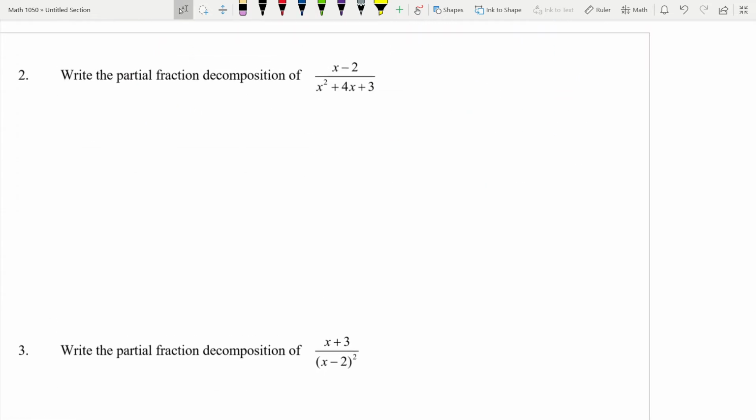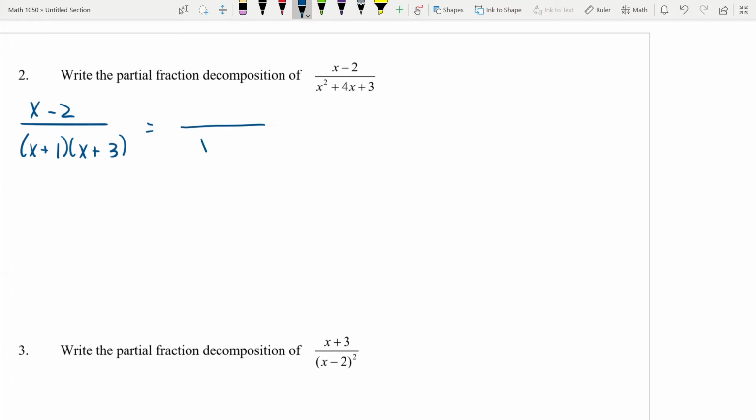Okay, here we go, nice and slowly with question number 2. So the first thing you do is you write it down, and then you factor the denominator. So it goes to an x and an x, okay? Signs are the same, they're both positive. 3 and 1 multiply to give me 3 and add to give me 4. So that's what it factors to, okay?